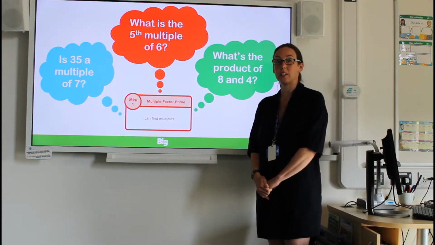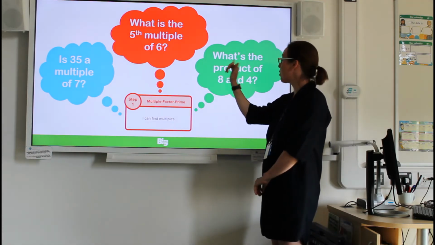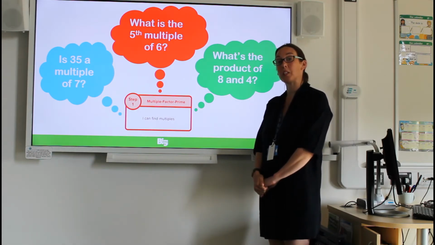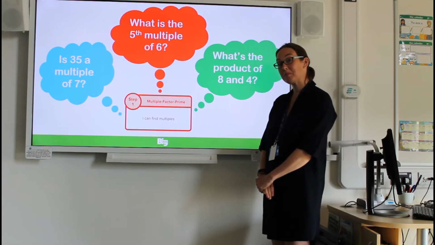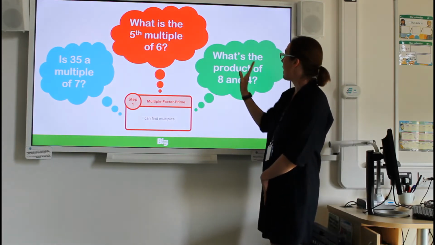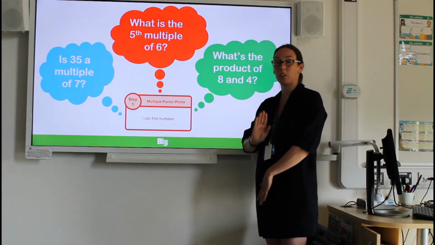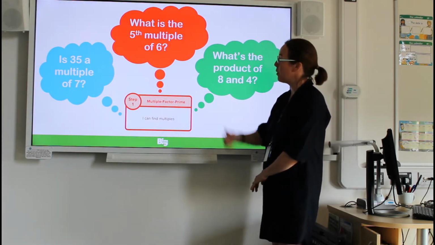It is 30. And finally, what's the product of 8 and 4? Remember the word product? So what do we need to do? We need to multiply 8 by 4. 8 times 4 is 32. Well done. So, multiples and products. We're going to try and use all of these words to generate statements today as we move through this lesson.